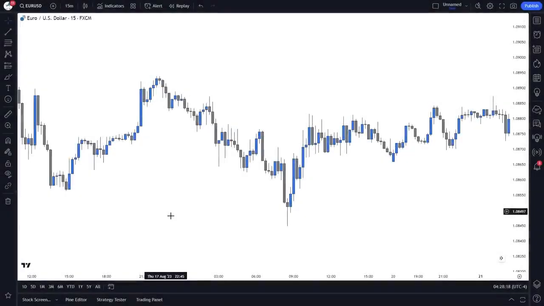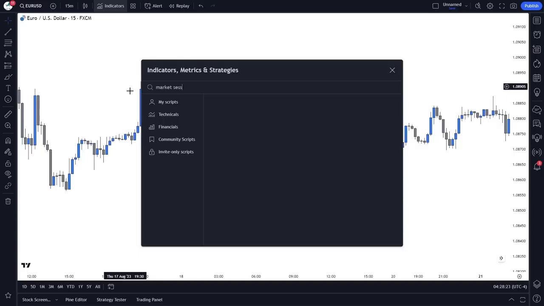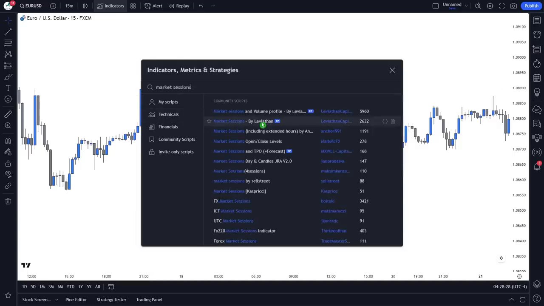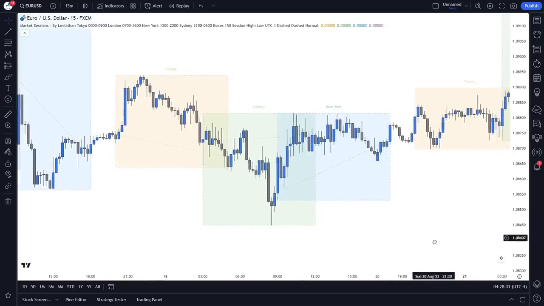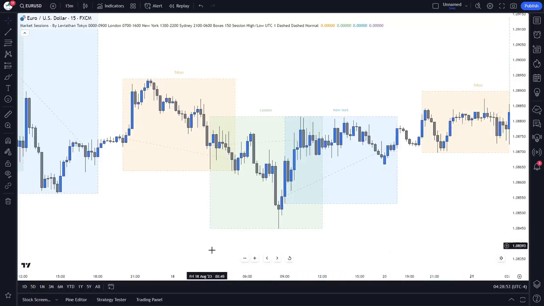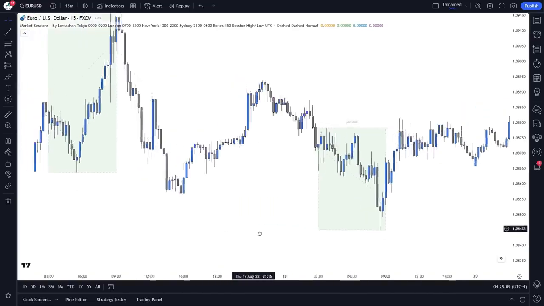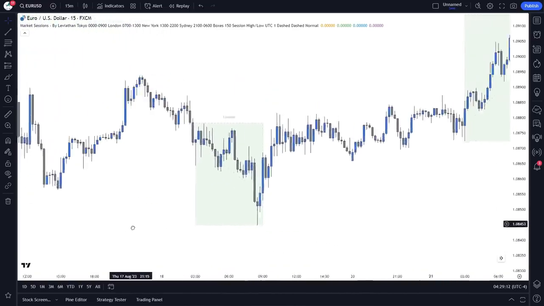Open the chart on TradingView and simply select the Indicators tab. Here, write Market Sessions and click on the indicator provided by Leviathan. This indicator shows all of the sessions, so we need to make some adjustments. So, in the Settings tab, first uncheck the Tokyo, New York, and Sydney, and then change the close of the London session to 13 o'clock. Then we are going to have our London Killzone marked on the chart.